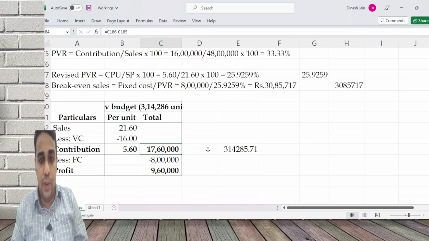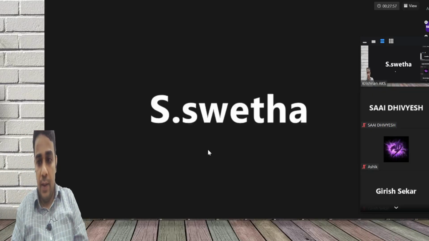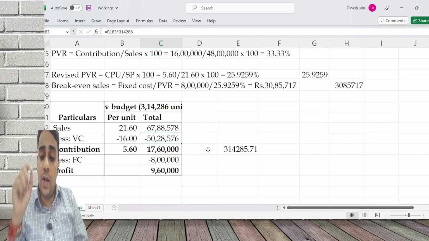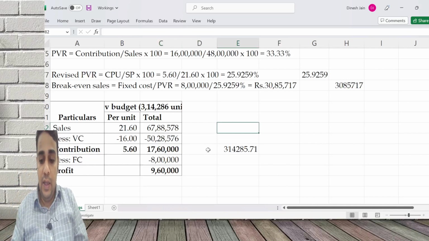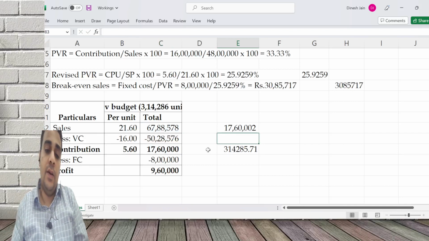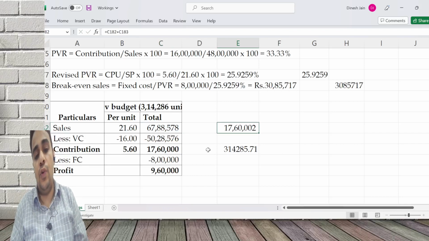Any doubts? Let me know. This is simple. 314,286 units, so the sales value will be 67 lakh. Wanted: what is the quantity and value? Quantity is 314,286. Value is 67 lakh 88,578. If you put a total, there is a small difference. That is rounding off. We rounded off 314,285.71.